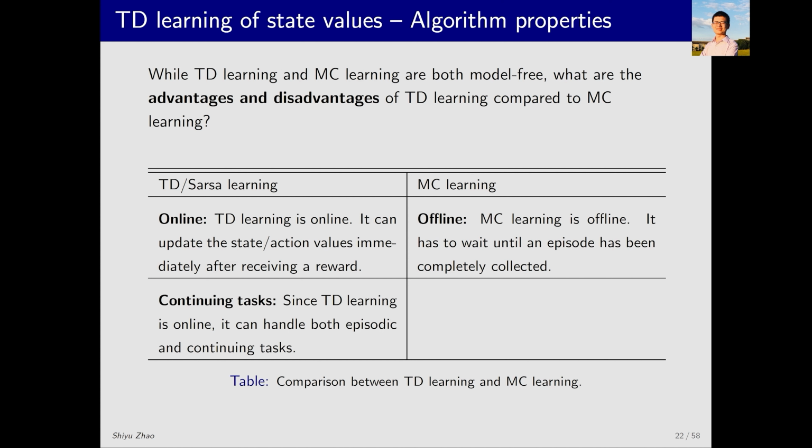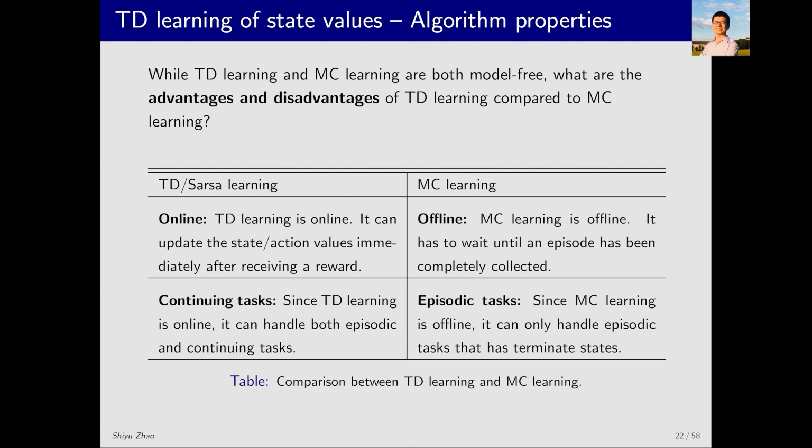Because TD is incremental, it can handle continuing tasks. It can also handle episodic tasks, so it can handle both. What is a continuing task? It is a task that does not stop and continues indefinitely. To update in such tasks, I need to update incrementally, because I cannot wait for it to end. While there are no truly endless tasks in practice, you can imagine very long tasks.